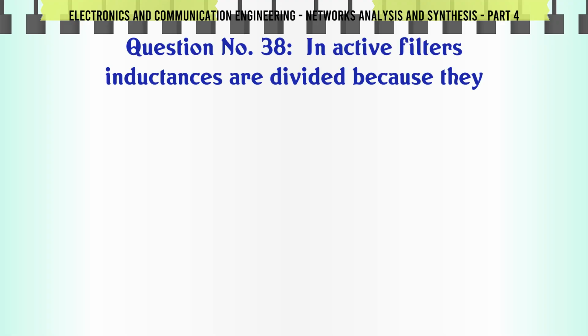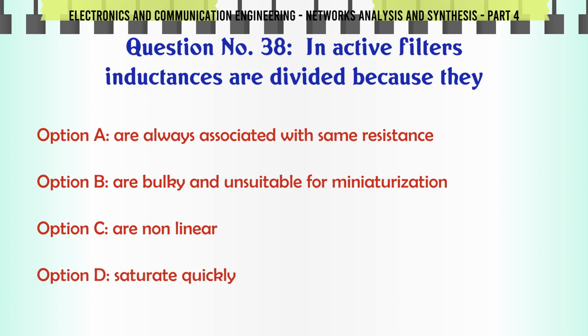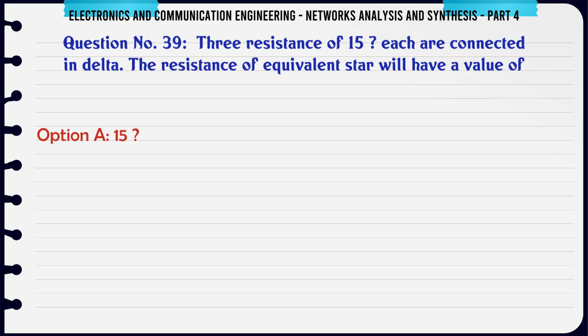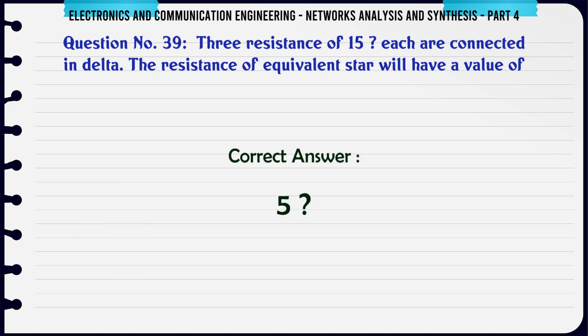In active filters, inductances are avoided because they A are always associated with some resistance, B are bulky and unsuitable for miniaturization, C are non-linear, D saturate quickly. The correct answer is are bulky and unsuitable for miniaturization. Three resistances of 15 each are connected in delta. The resistance of the equivalent star will have a value of A 15, B 5, C 5/3, D 45. The correct answer is 5.